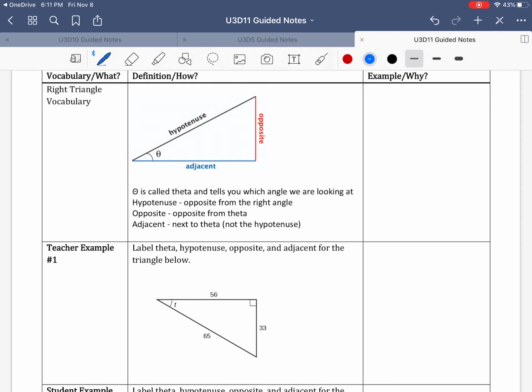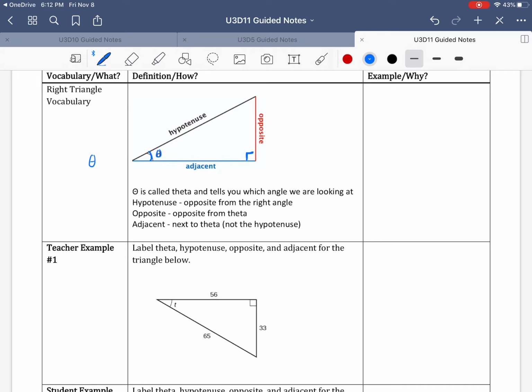So there's some right triangle vocabulary that we just need to go over real quick. First, we have this strange symbol right here that looks like a 0 with a line that goes through it. And we call that Greek letter theta. And theta oftentimes represents the angle that we're looking at. So in this case, if we're looking at that angle right here, theta represents the angle measure of that specific angle.